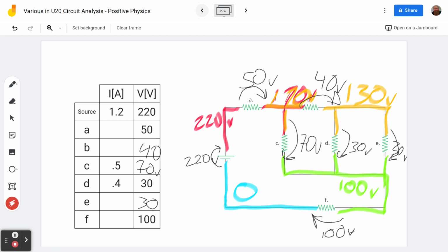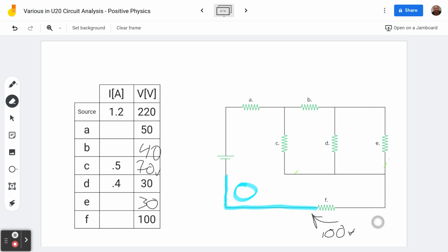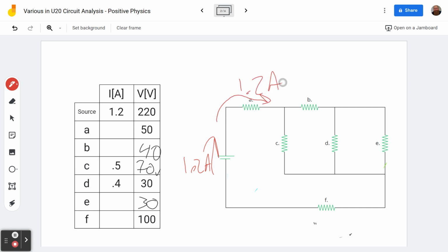Okay, so let's go ahead and erase our voltage. You can always go back and pause and take a look at this if you want to see all these beautiful colors. And there we go. All right. So now if we take a look at the current going through here, we know that there is 1.2 amps of current going through here. Since there's nowhere for it to split off, this must also be 1.2 amps. So we can put in 1.2 amps there.